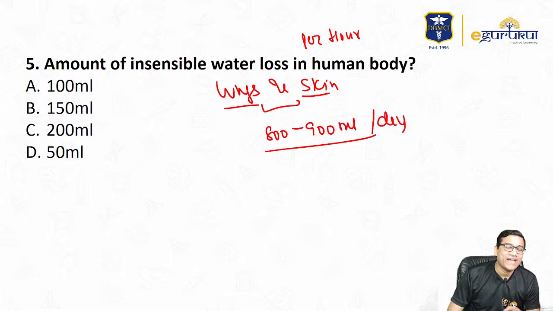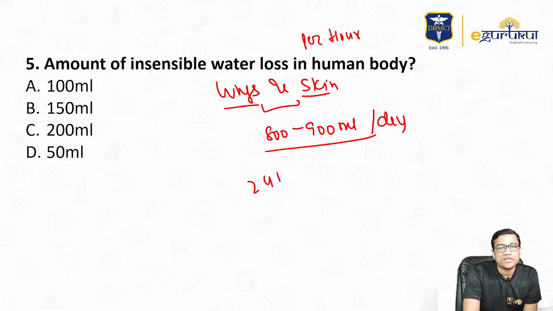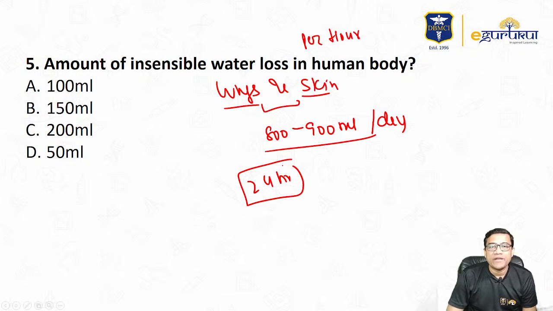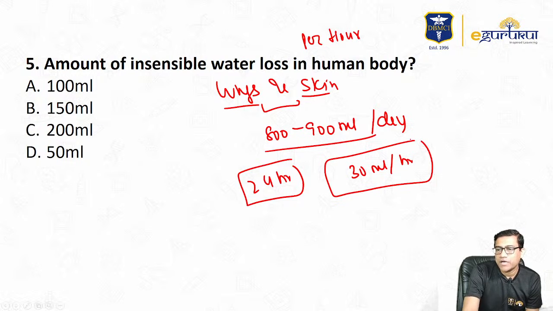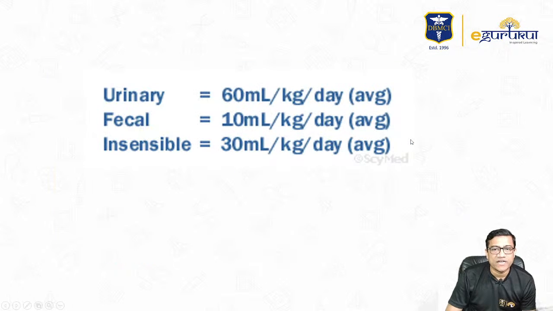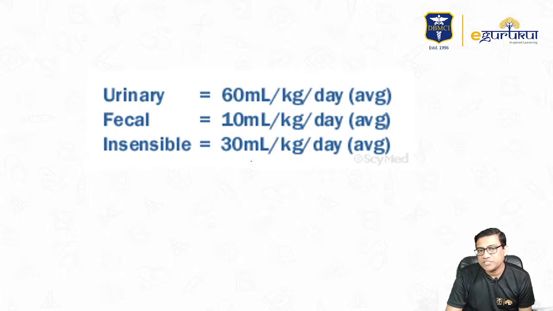And if per hour, you can calculate for a person whose body weight is, let's say, 50-60 kg. In a day there are how many hours? 24 hours are there, na? So we divide by 24. So let's do it for calculation purpose. So roughly it gives 30 ml per hour. Are you clear? So it is 30 ml, which is given in the data also. See, urinary loss is 60, fecal is 10, and insensible is 30 ml per kg per day.